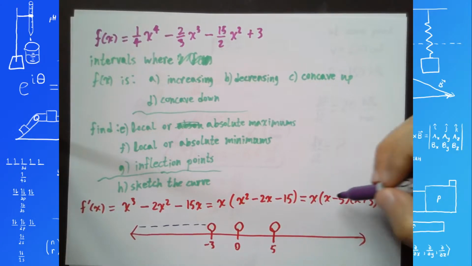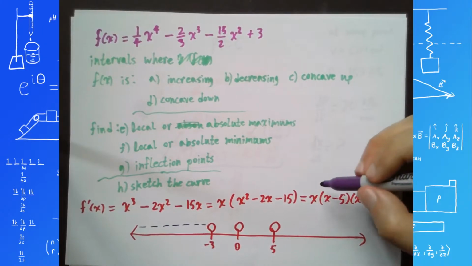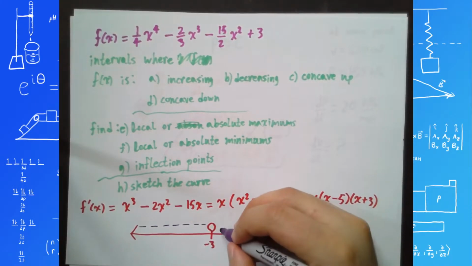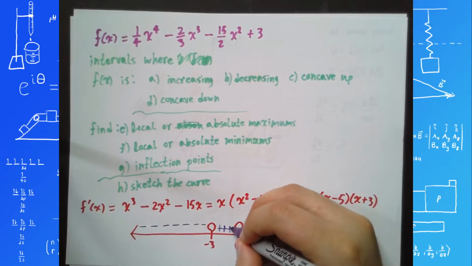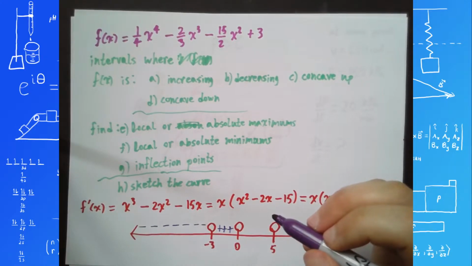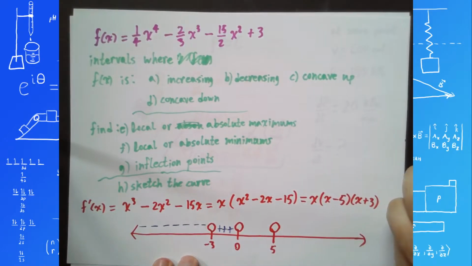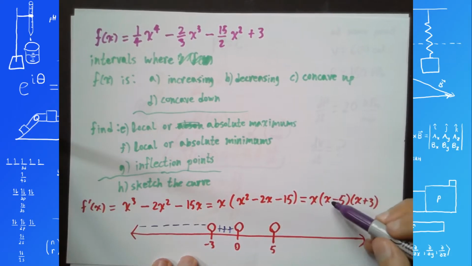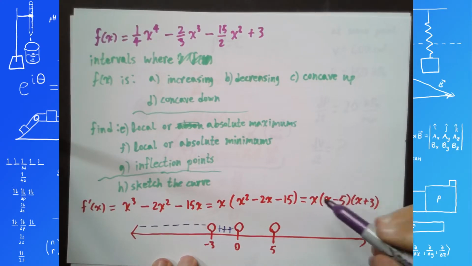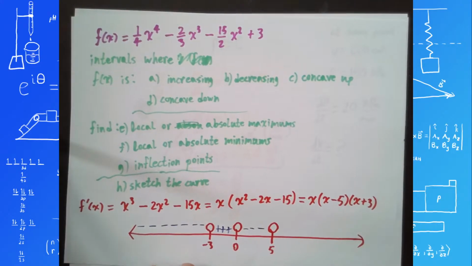-1 is negative, -1 minus 5 is negative, -1 plus 3 is positive. Negative times positive is positive. So everything between -3 and 0 will give us f prime of x is positive. Between 0 and 5, let's pick 1. 1 is positive, 1 minus 5 is negative, 1 plus 3 is positive. So positive times positive is negative.